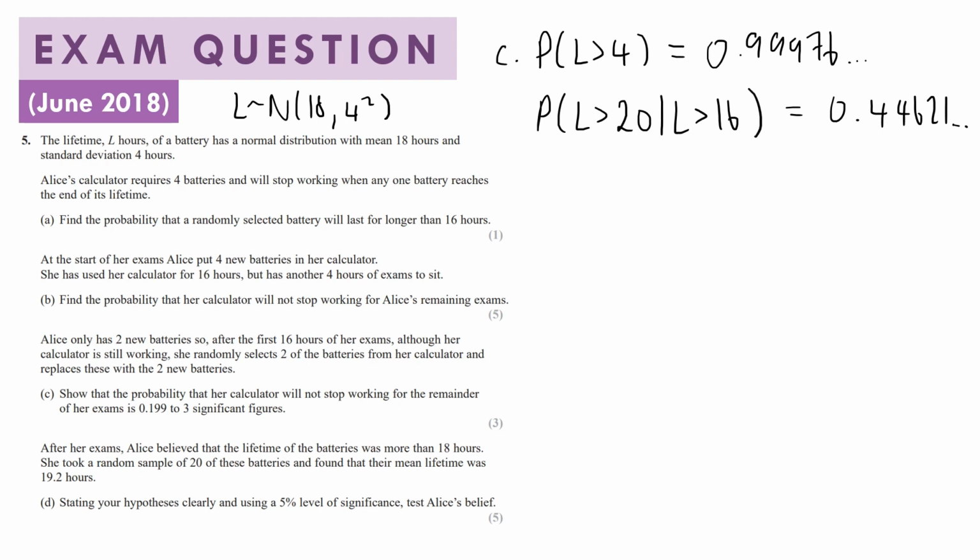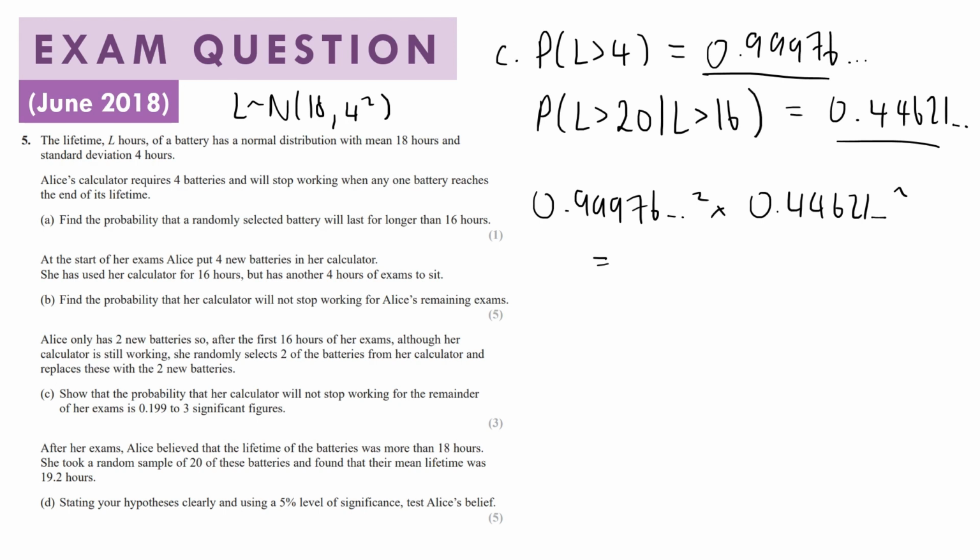So, because we have 2 new batteries and 2 of the old batteries, we need to square both of these values and multiply them together. So, we have that the probability is equal to 0.99976 squared times 0.44621 squared, which is equal to 0.1990 to 4 decimal places.